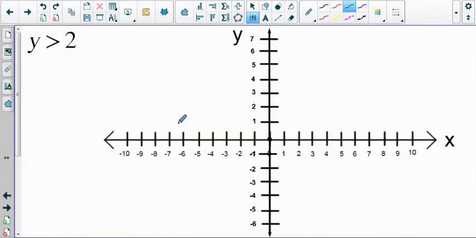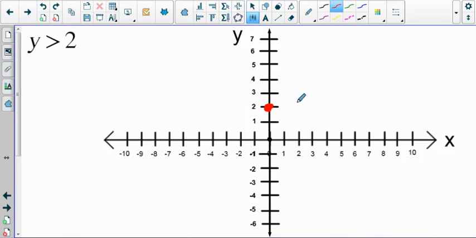Okay, now we're going to look at y. Instead of looking at what x might equal, now we're going to look at what y might equal. Okay, so y is greater than 2. So I need to look at where y is equal to 2, and that's going to be right here. Y equals 2 right here.